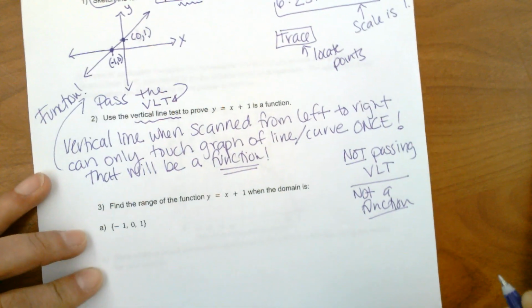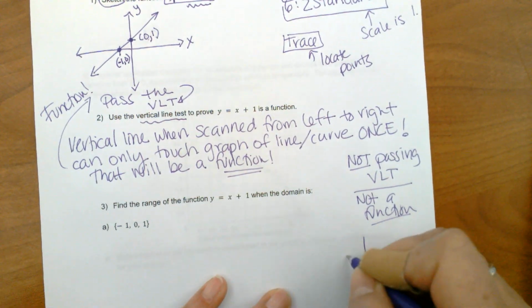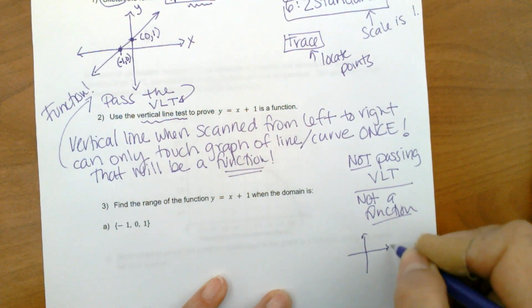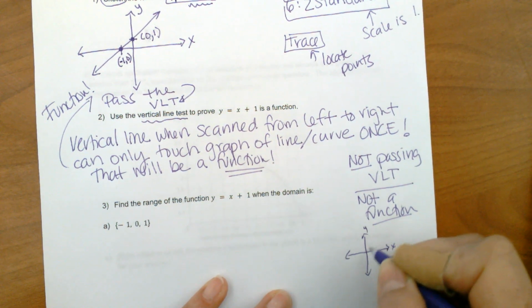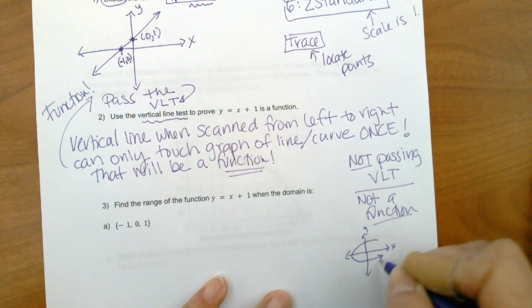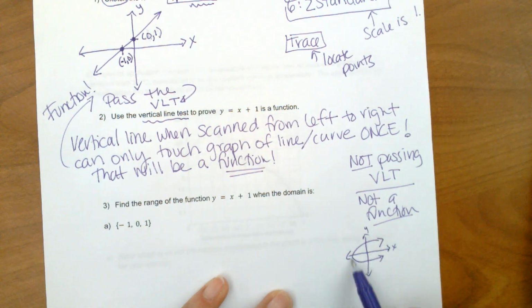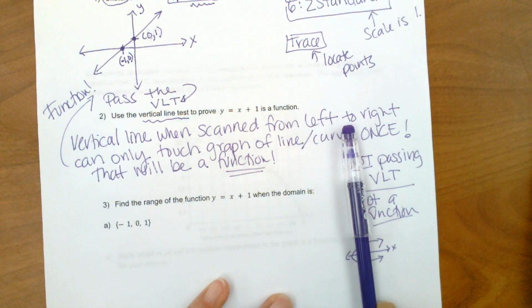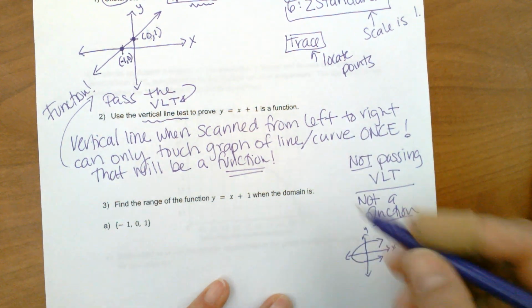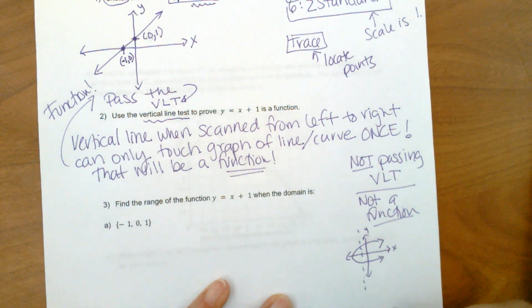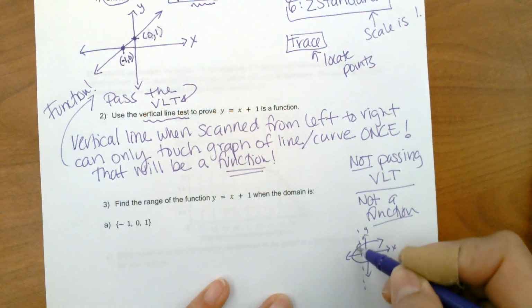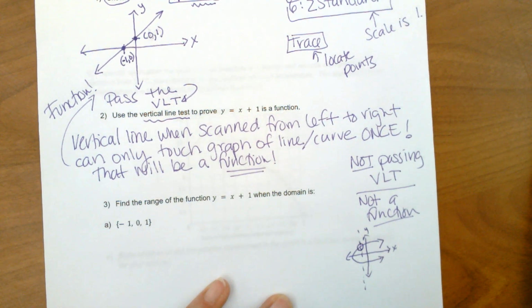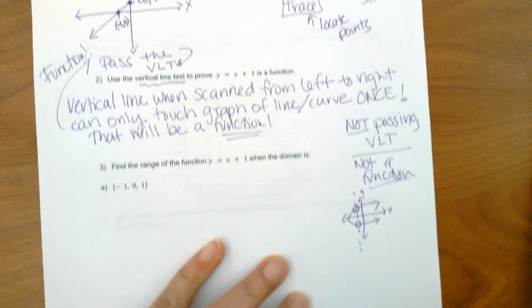What does that look like? Well, I'm just going to do a couple rough drawings. So let's say that we have X and Y, and we have something that looks like this. Okay, so here is my curve. I take my vertical line, I start scanning it, I stop it right there. My imaginary vertical line that I stopped is touching this part of the graph above and this part of the graph below. That is not a function.